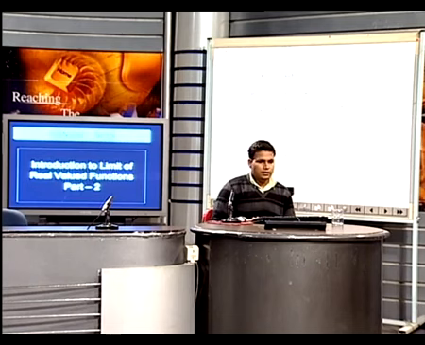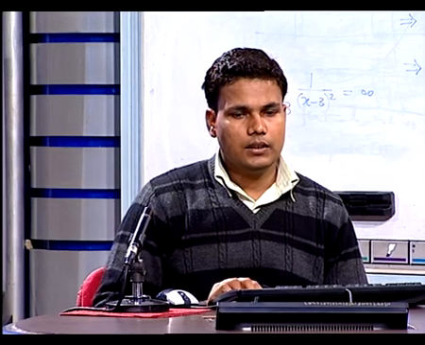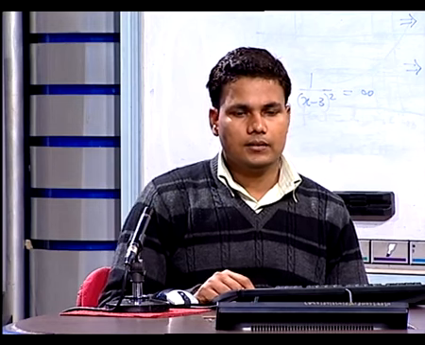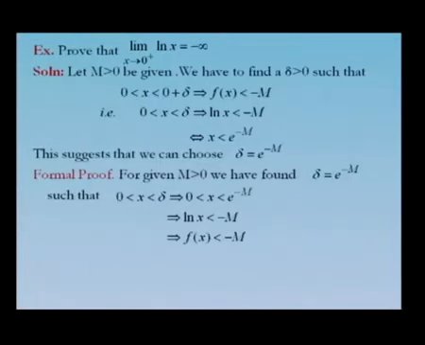Let m greater than 0 be given. We have to find a delta greater than 0, such that when x lies between 0 and delta, f(x) is less than minus m. So that is, when x is less than delta implies ln x is less than minus m, which is true if and only if x is less than exponential of minus m. So this gives delta equal to exponential of minus m.